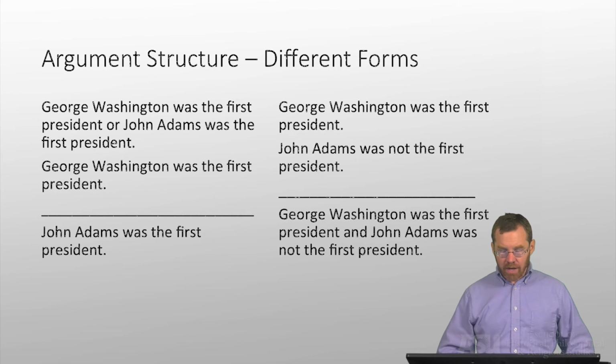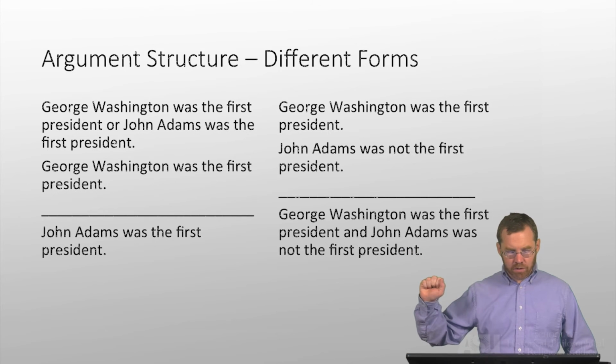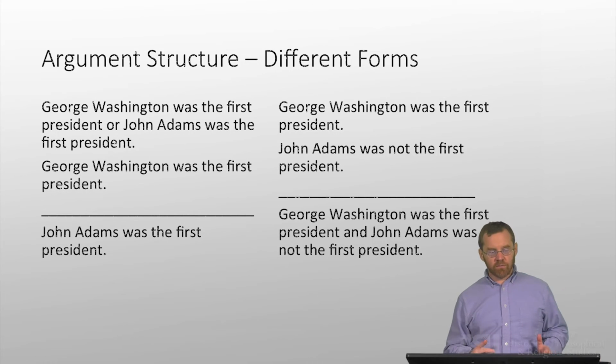The following arguments, in fact, have different forms. They deal with the same subject matter, but they relate them to each other in very different ways. They're both dealing with the claims George Washington was the first president and John Adams was the first president. But the first one says George Washington was the first president or John Adams was the first president. George Washington was the first president, therefore John Adams was the first president. The second one says George Washington was the first president, John Adams was not the first president, therefore George Washington was the first president and John Adams was not the first president.